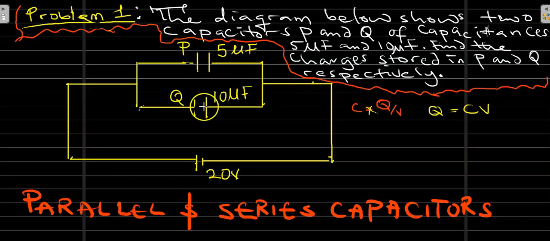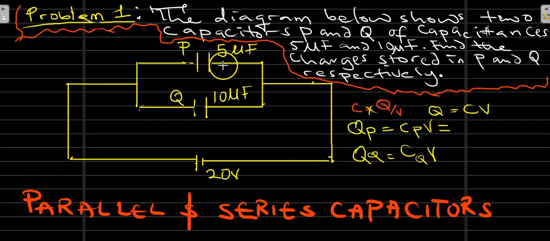As you can see, we have a capacitance across P and we also have a capacitance across Q. Therefore, to find these two, we will say Q of P is equal to C of P times the potential difference, and Q of Q is equal to C of Q times the potential difference. The potential difference here is V equals 20 volts.